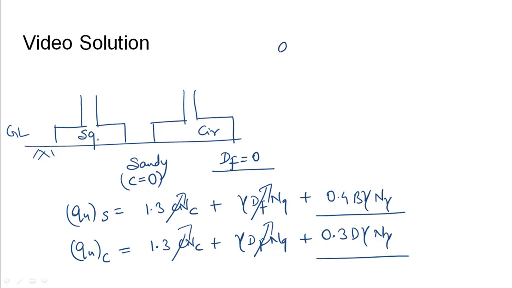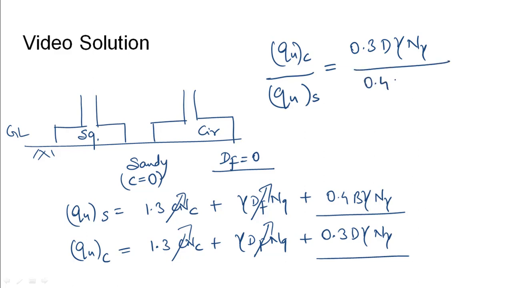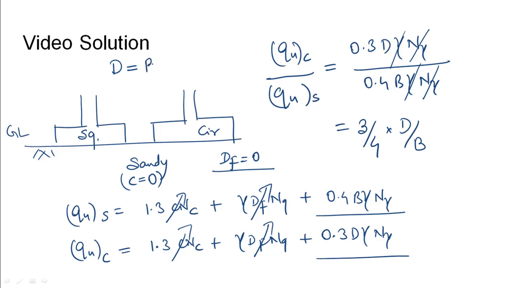So we need the ratio of the ultimate bearing capacity of the circular footing to the square footing. This will be given as 0.3 times diameter gamma N gamma divided by 0.4 times B gamma N gamma. So assuming the soil is same, gamma would get cancelled out and N gamma is the bearing capacity factor which also gets cancelled out. We will be left with 3 by 4 into D by B. It is given in the question that the diameter of the circular footing is equal to the width of the square footing. So D by B is equal to 1.